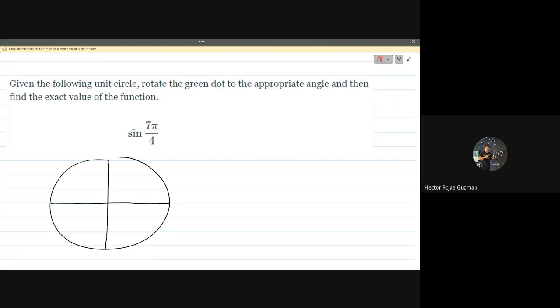We can do this two ways, right? We can take the angle and convert it to degrees, and I'm just going to tell you what it is right now. 7 pi over 4 is 315 degrees. But if you don't want to convert it, you don't have to. Here's the other thing that we did in class a long time ago when we first learned this.